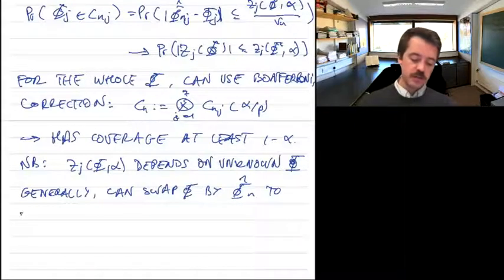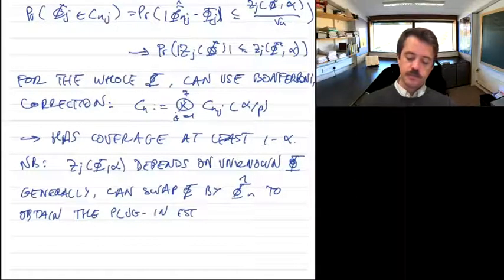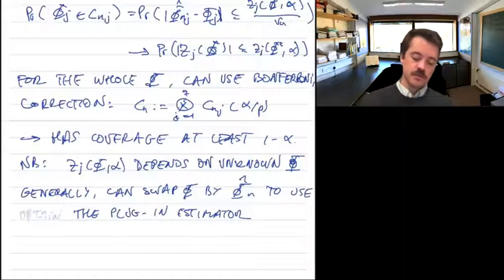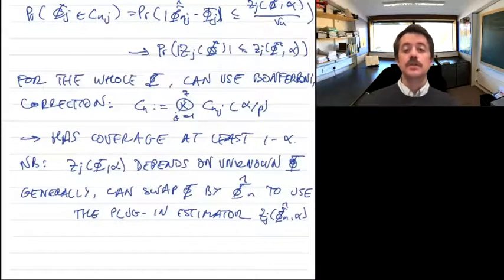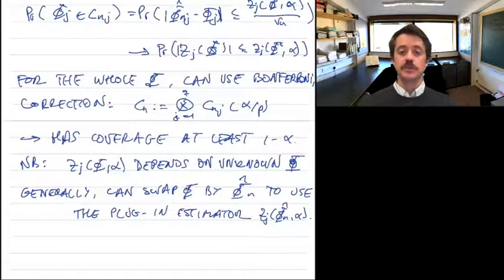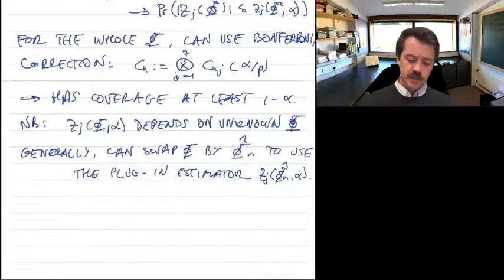To use the plug-in Zj, and then this guy, and this guy. So that's just continuing on the idea of plugging the estimator into the function that we're interested in.